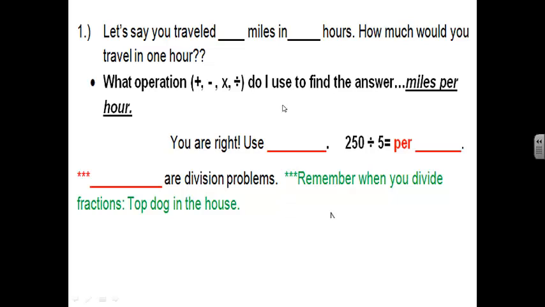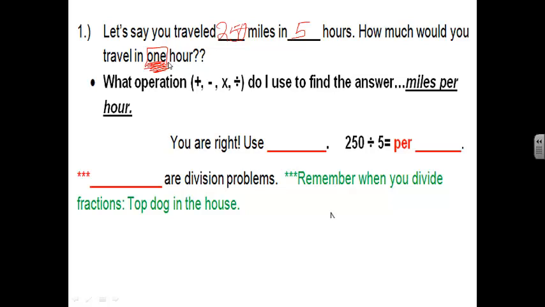All right, next one. Let's say you travel 250 miles in about 5 hours. How much would you travel in, look at our keyword, 1 hour? When you see one, let's read the question again: how much would you travel per hour? One, per, each. Those all mean we're talking about a unit rate problem. So in your head, a light bulb should come on, and we should say, okay, we're talking about one.